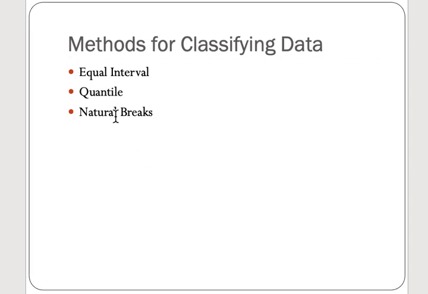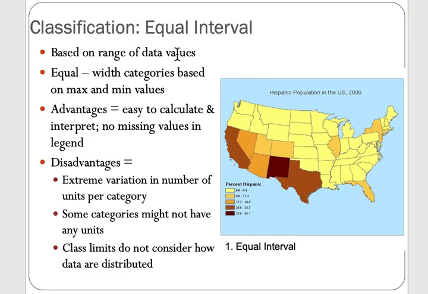We just reviewed the methods for classifying data, such as equal interval, quantile, and natural breaks. The equal interval classification is based on a range of data values. Again, equal means the width of the categories is based on the maximum and minimum values.